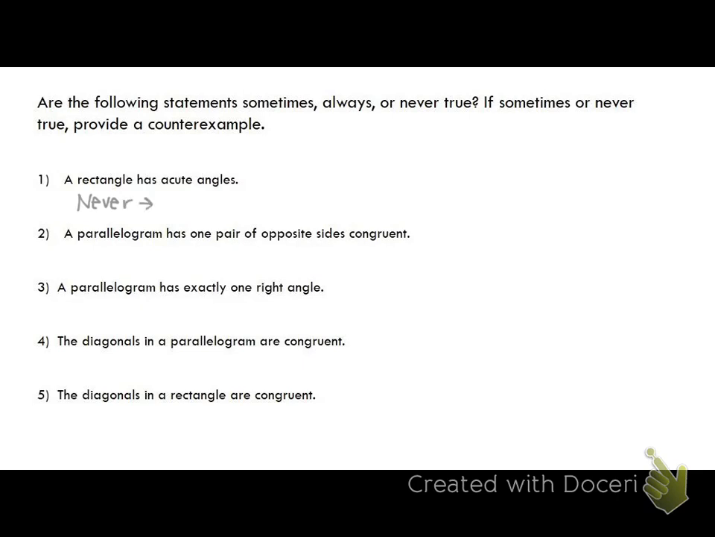By definition, all angles in a rectangle are 90 degrees. 90 is not less than 90. So those are not acute. 90 is not smaller than 90. It's the same.